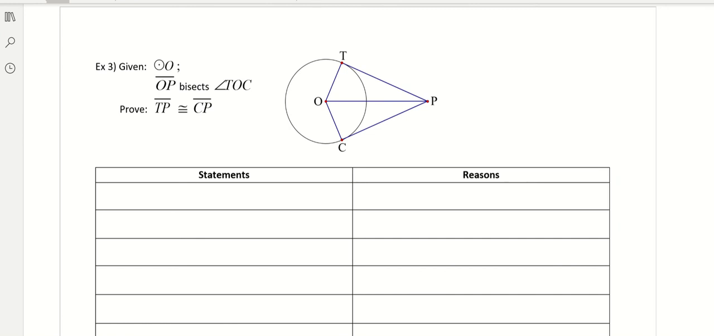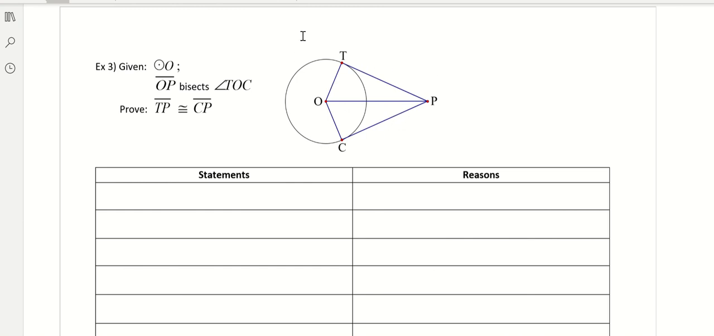Okay, example 3. Given circle O. There's circle O. That means O is the center. It means OT is a radius. It means OC is a radius. Also, we know that OP bisects angle TOC. So here's angle TOC, and we know that OP bisects that. We're trying to prove that TP, here's TP, is congruent to CP.